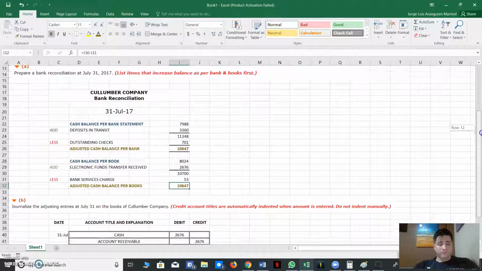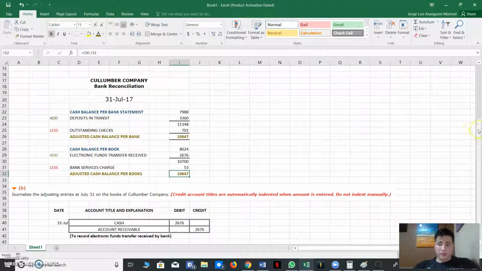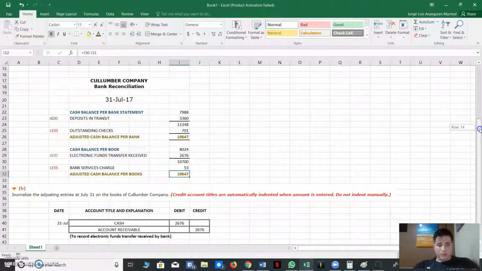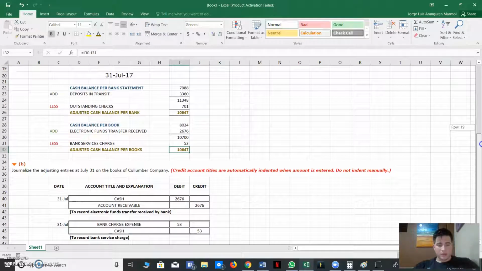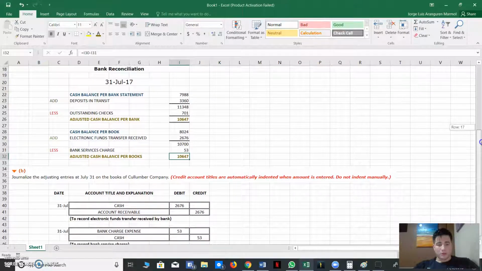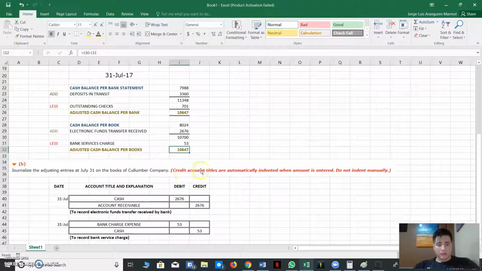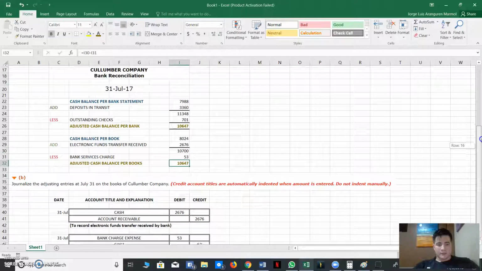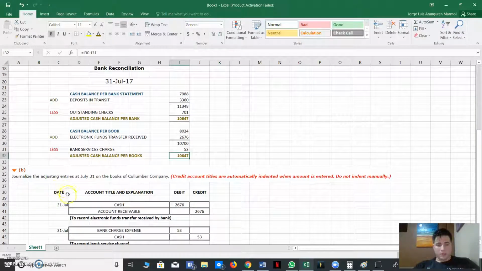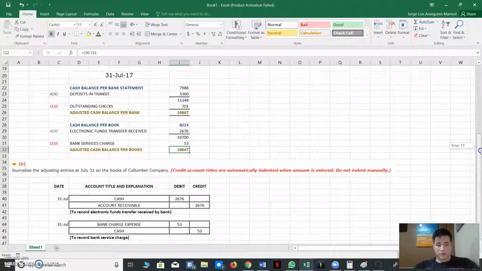And the second part of the exercise is we need to journalize the adjusting entries from the date July 1 on the books of Cullumber Company. Here it says that credit account titles are automatically indented when amount is entered. Do not indent them manually. So in the left column we have the date. It's the same in this case. Then the account title and explanation, and we have debit and credit.